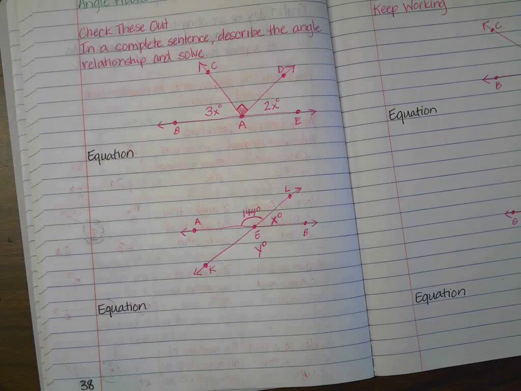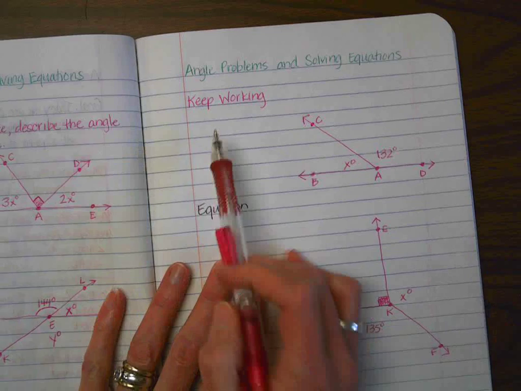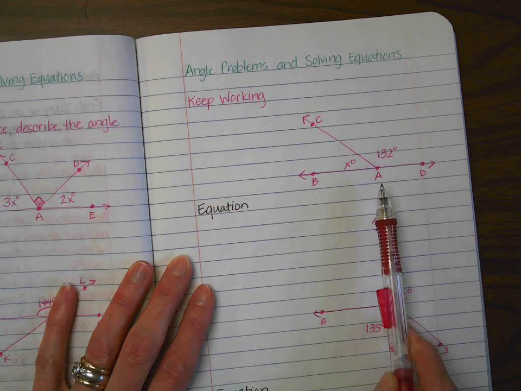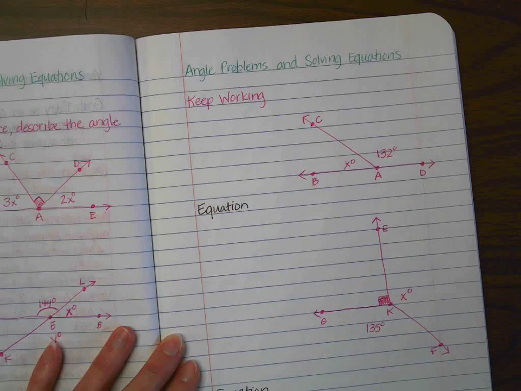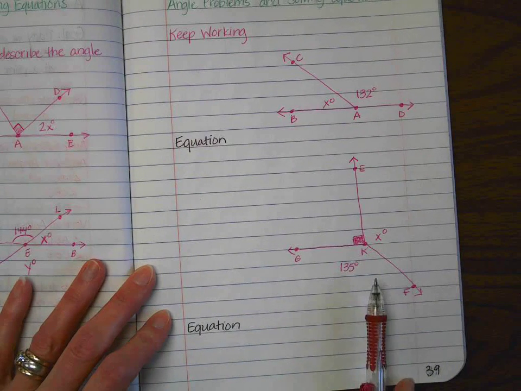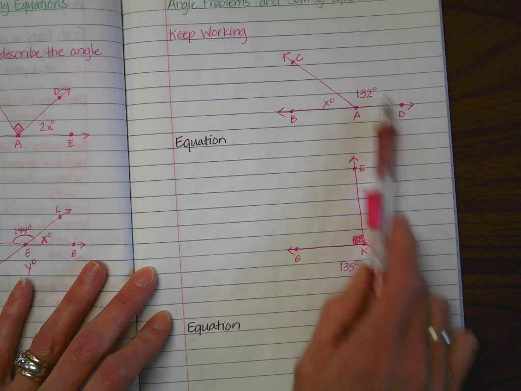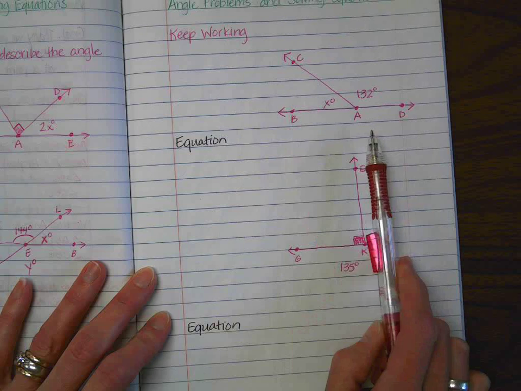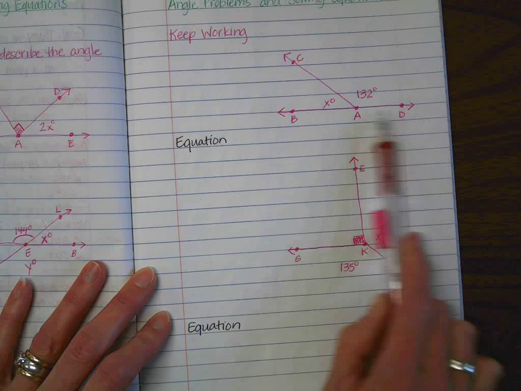Okay? How you feeling? I hope so. All right. So your homework, well, not homework, but your keep working practices are this little guy right here. So I'll let it sit there for a minute so that you can get it drawn. And then the other one is this little guy right here. Remember, you need to figure out what kind of angle relationship this one is.